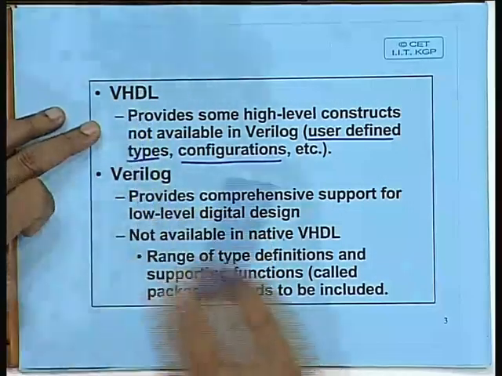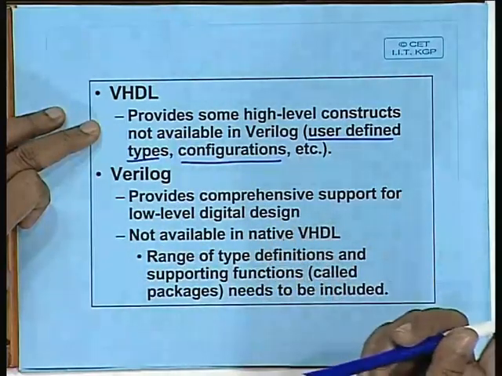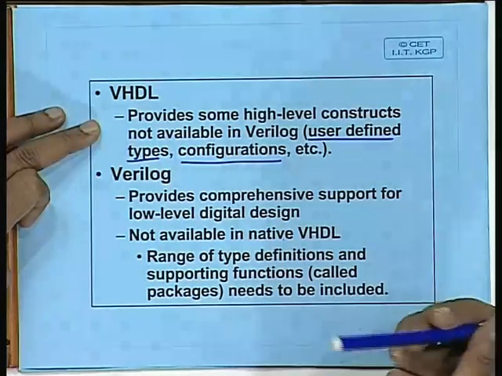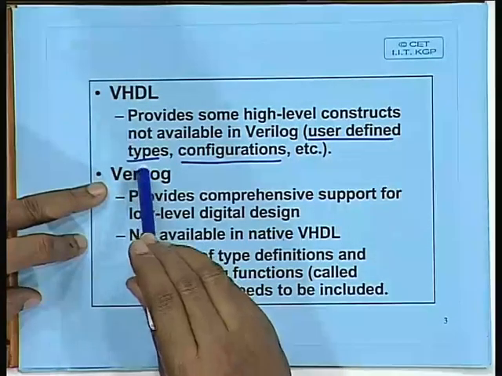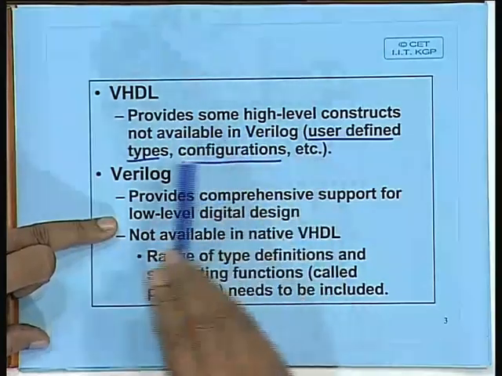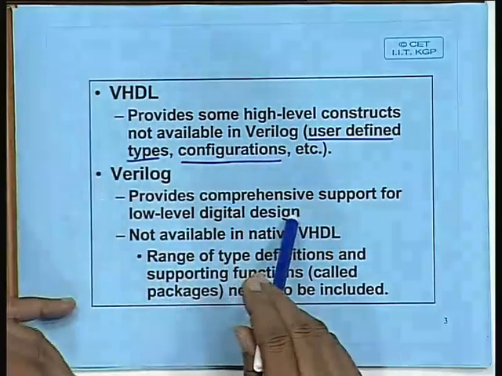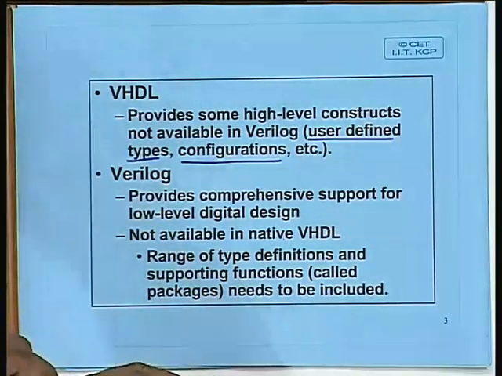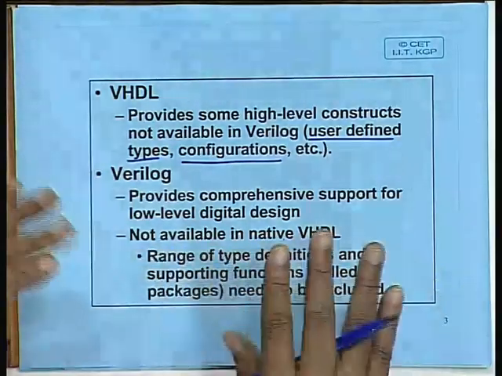In VHDL, there are no predefined types, all types have to be defined by the user, like integer, boolean, etc. These types are not there pre-existing. But in Verilog, since the primary emphasis was for low level designs, all the basic data types and constructs and the basic gates, they are available as primitives. So, you can straight away start using Verilog to design your circuits even from a low level.